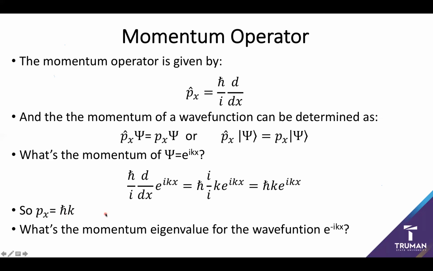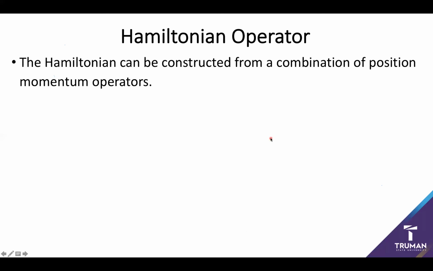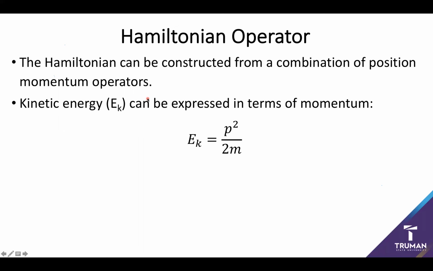Now, with these two operators, momentum and position, we can pretty much construct almost any other operator we'd ever want. But the one we're usually most commonly after is going to be the Hamiltonian, which again is constructed from position and momentum operators. So an easy place to start is kinetic energy. So we're going to ignore any potential energy and just focus on our kinetic energy term.